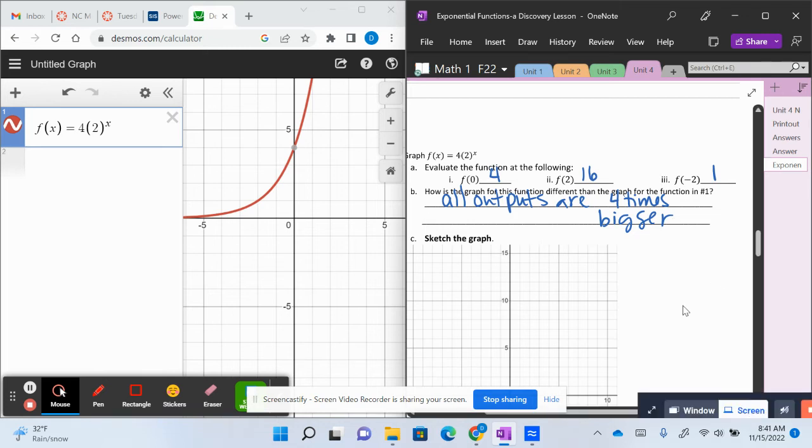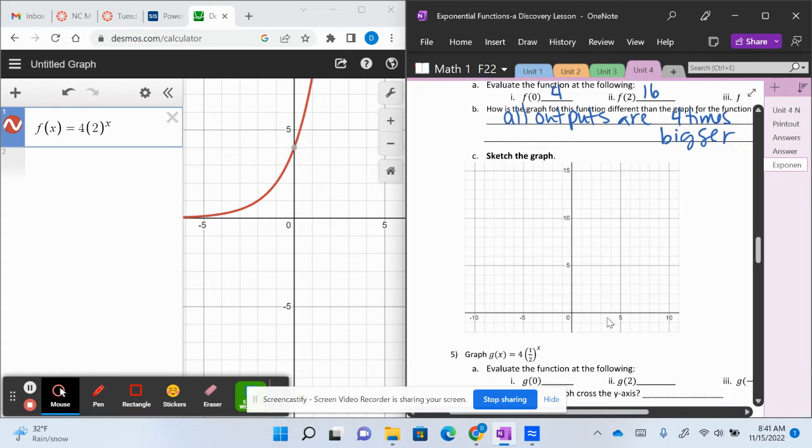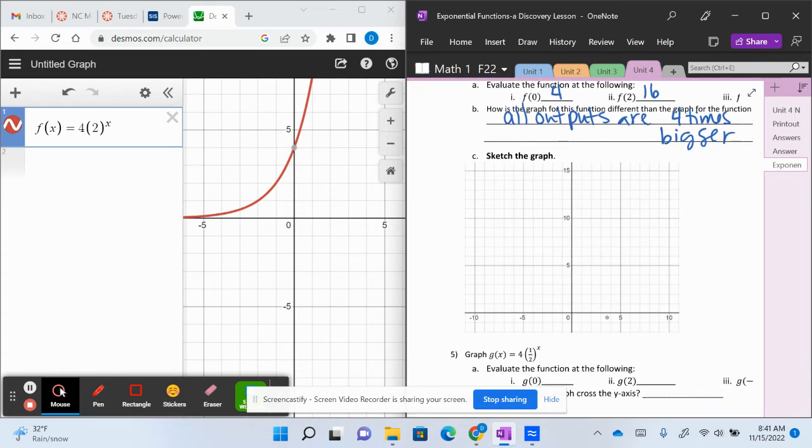Okay, we're almost done. Sketch your graph. So at 0, it's 4. At 1, it's going to be 8. At 2, it's going to be 16, which is going way off your graph. At negative 1, that's 1/2 of 4, which is 2. At negative 2, it's 1. So it's going to look something like this on your sketch. Something like that.